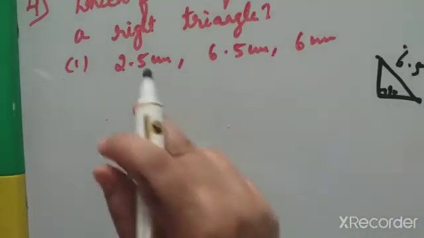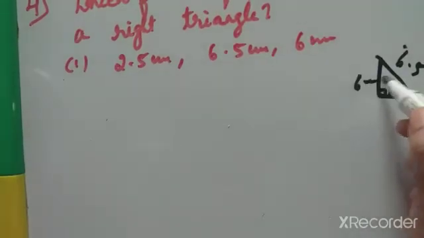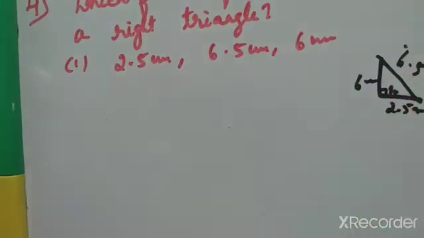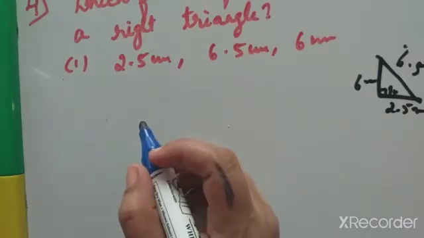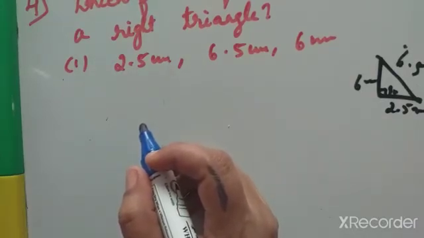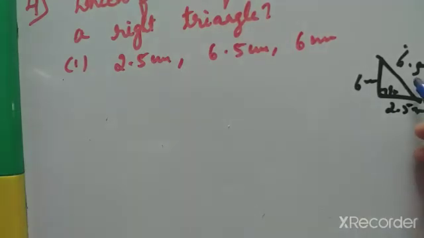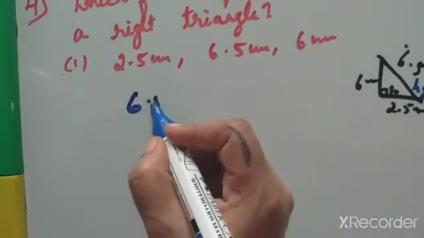So 6.5, and 2.5 and 6 centimeter we can write anywhere. Here 6 centimeter, here 2.5 centimeter. Okay, the highest measurement you have to write on the hypotenuse side. Then the other two sides, any measurement we can choose. Now according to Pythagoras property, square on the hypotenuse is equal to sum of the square of other two sides. Now this is the hypotenuse side, opposite to 90 degree. Now that is 6.5, the highest number.